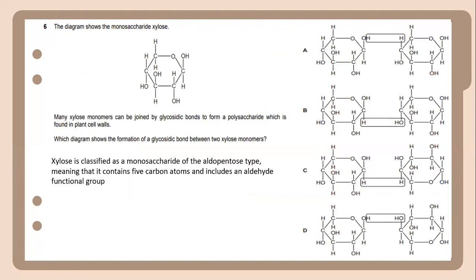And number 6, the diagram shows the monosaccharide xylose. Many xylose monomers can join by glycosidic bond to form a polysaccharide, which is found in the plant cell wall. Which diagram shows the formation of the glycosidic bond between two xylose monomers? Xylose is classified as a monosaccharide of the aldopentose type, meaning that it contains 5 carbon atoms and includes an aldehyde functional group. So the most similar answer will be diagram B.